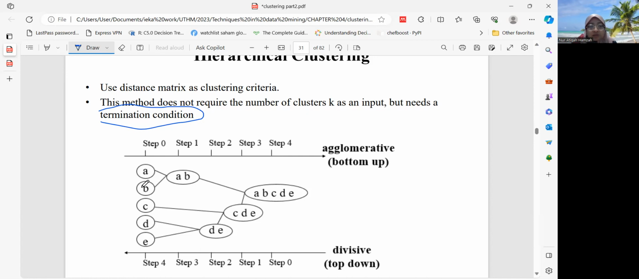In step 1, the points A and B merge. And then step 2, points D and E merge. Step 3, C, D, E merge. Okay. And then step 4, A, B, C, D, E merge. And the final cluster is only 1.